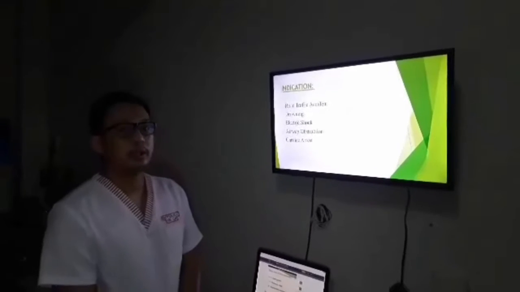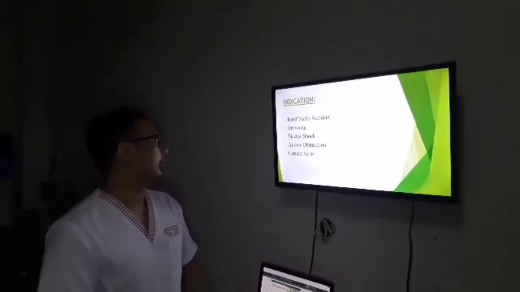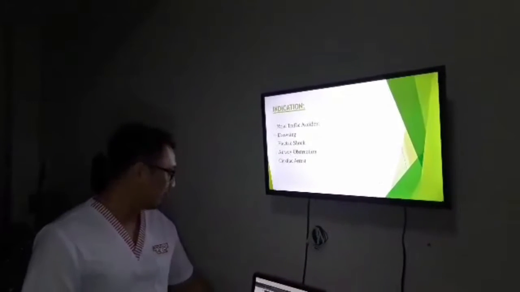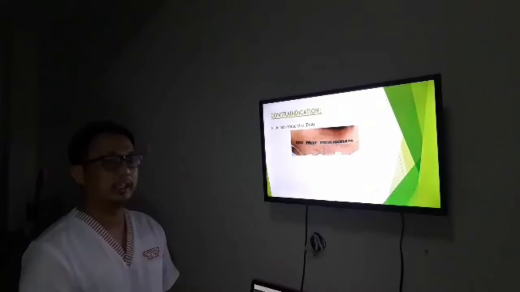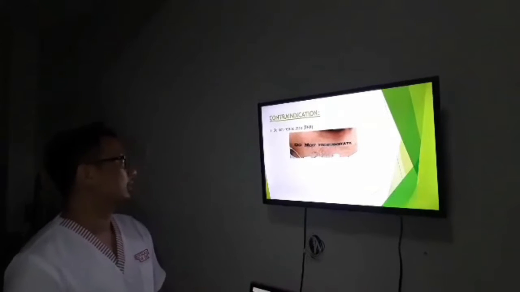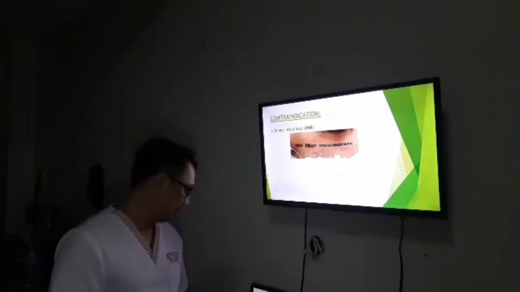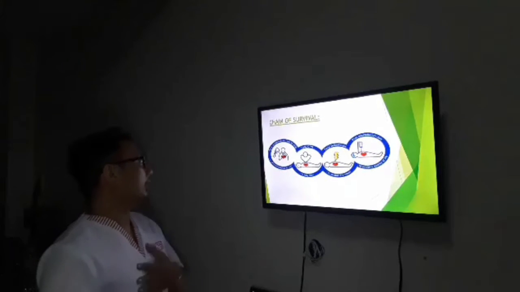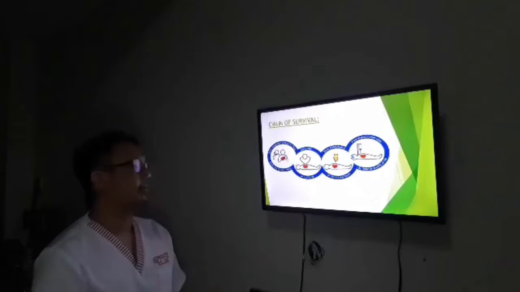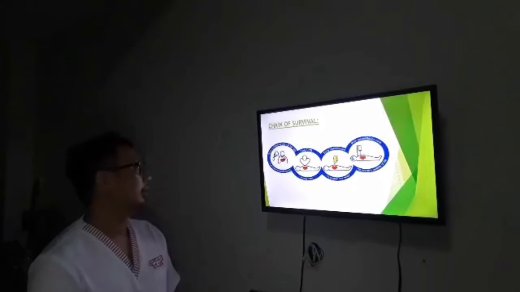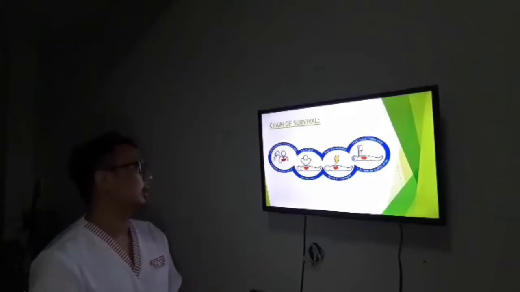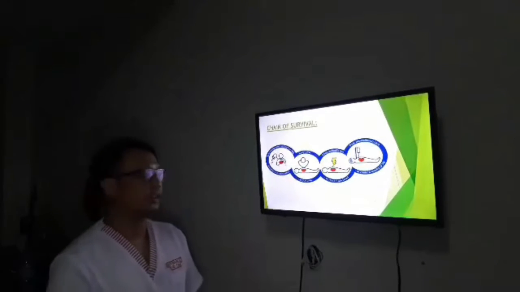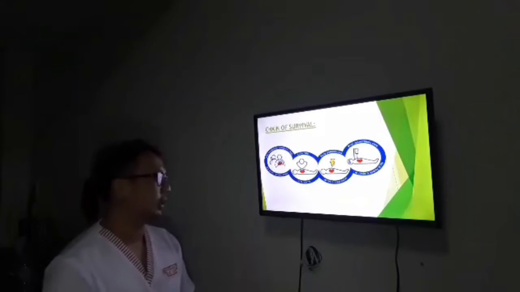Indication: road traffic, drowning, electric shock, airway obstruction, cardiac arrest. Contraindication: do not resuscitate or DNR. Chain of survival: early recognition and call for help to prevent cardiac arrest. Early CPR, by time, early defibrillation to restart the heart. Post-resuscitation care to restore quality of life.